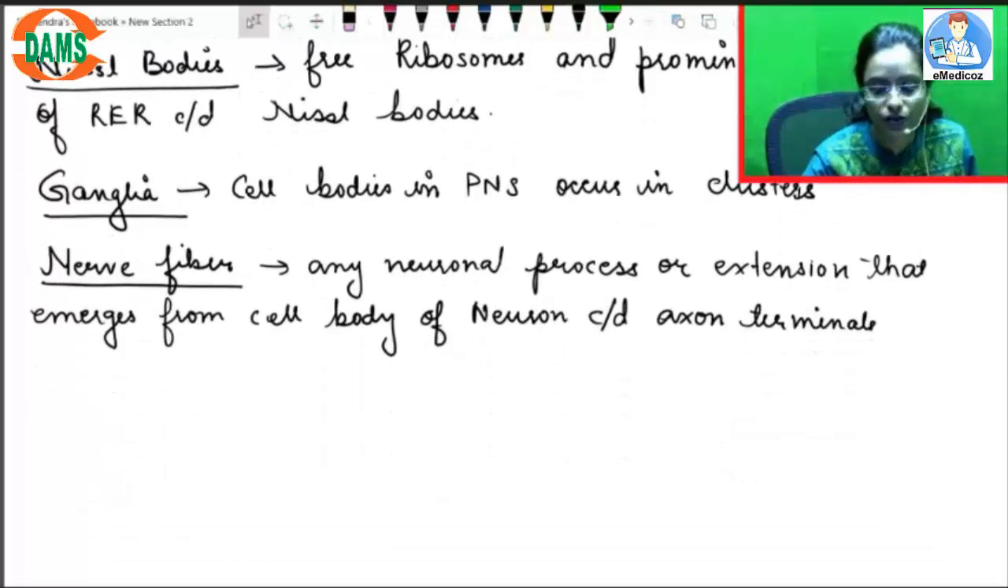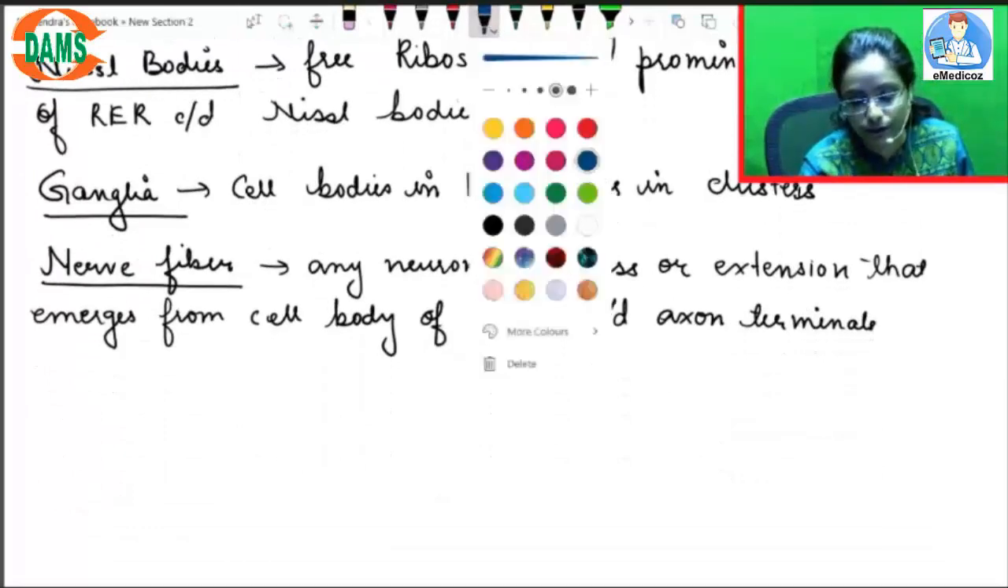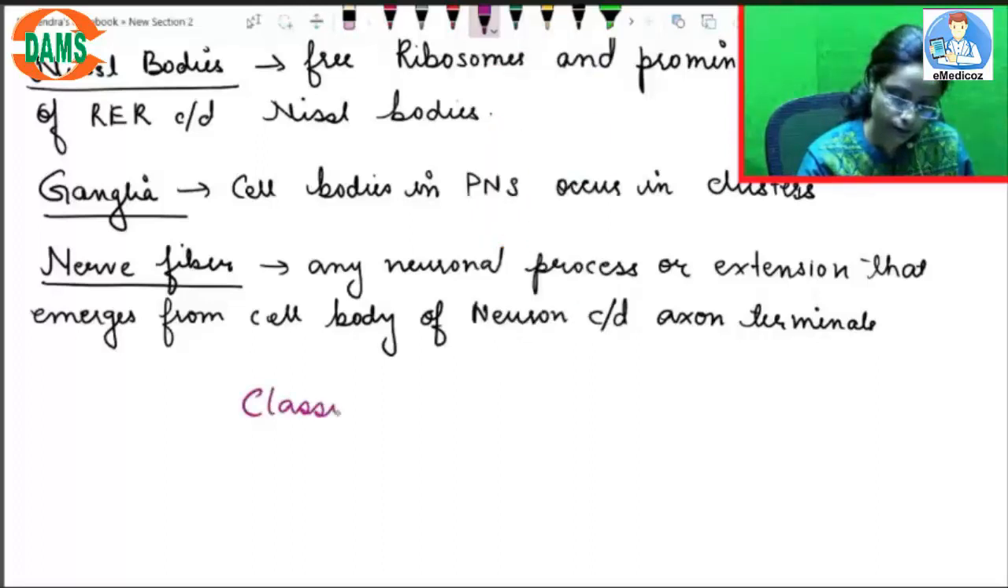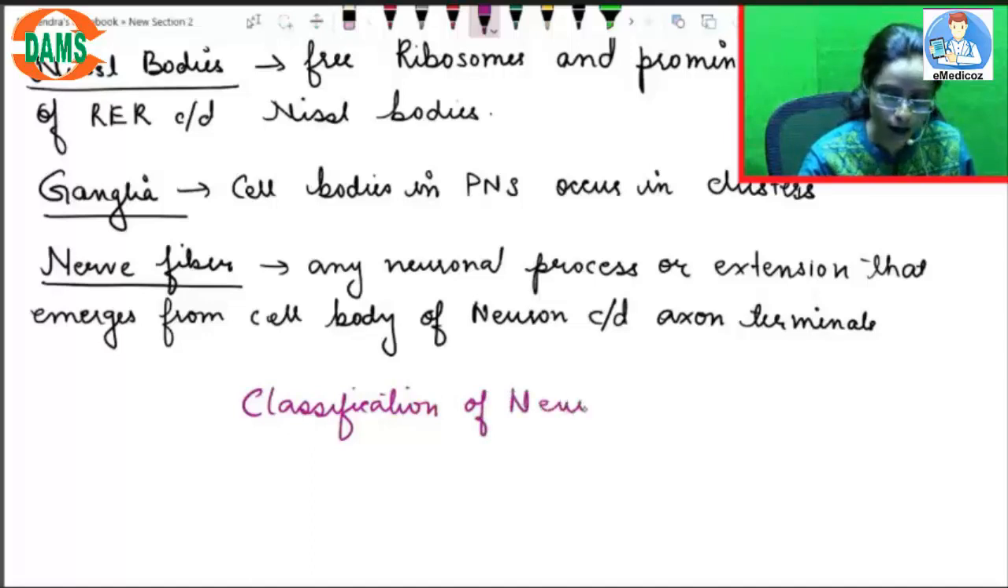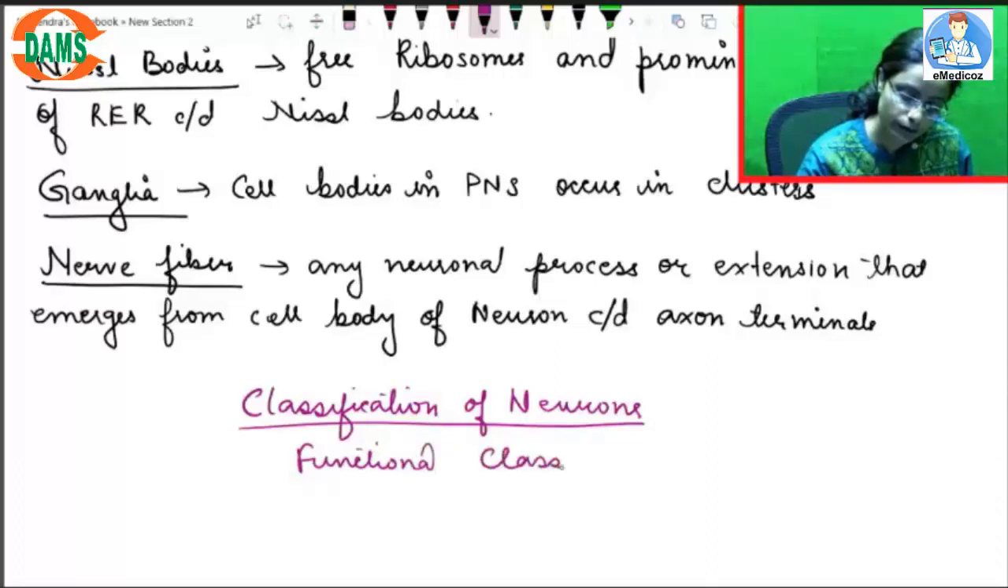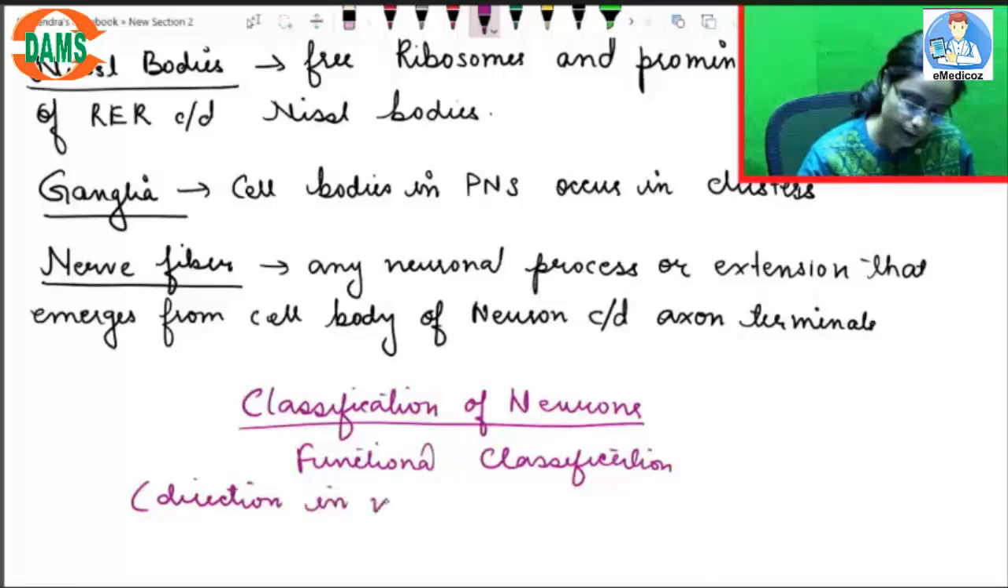Now we'll next study the classification of neurons. These are functional classification. Means they are classified on the basis of direction in which they conduct impulse.